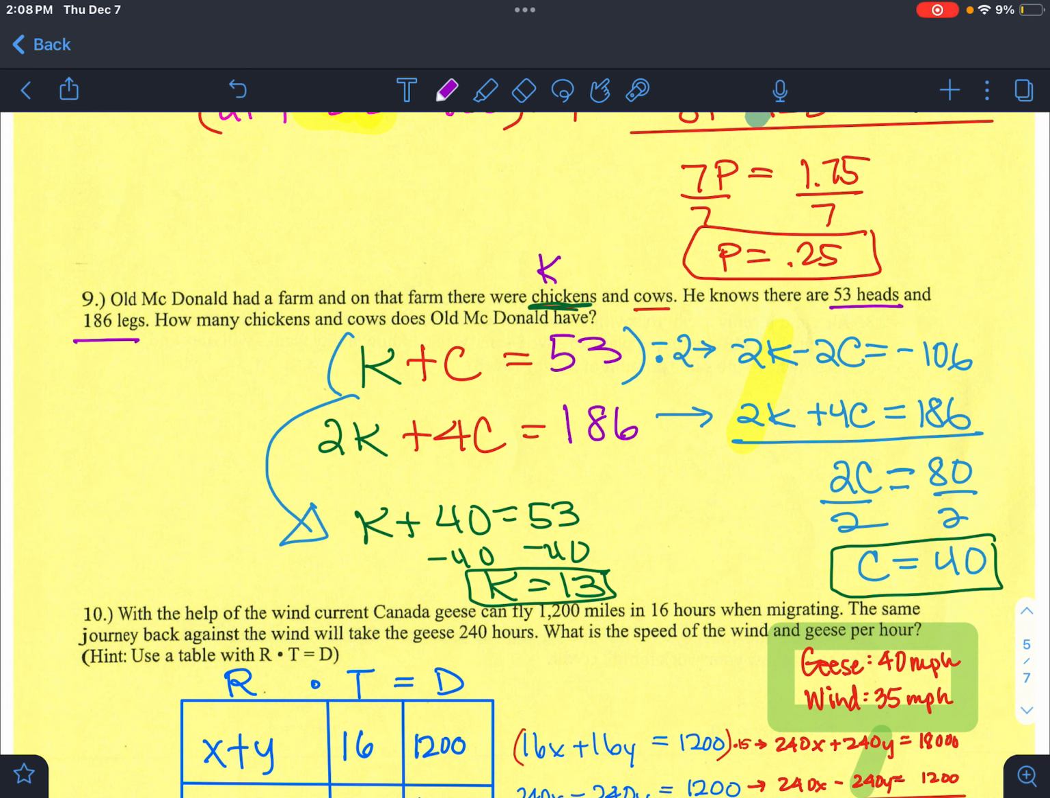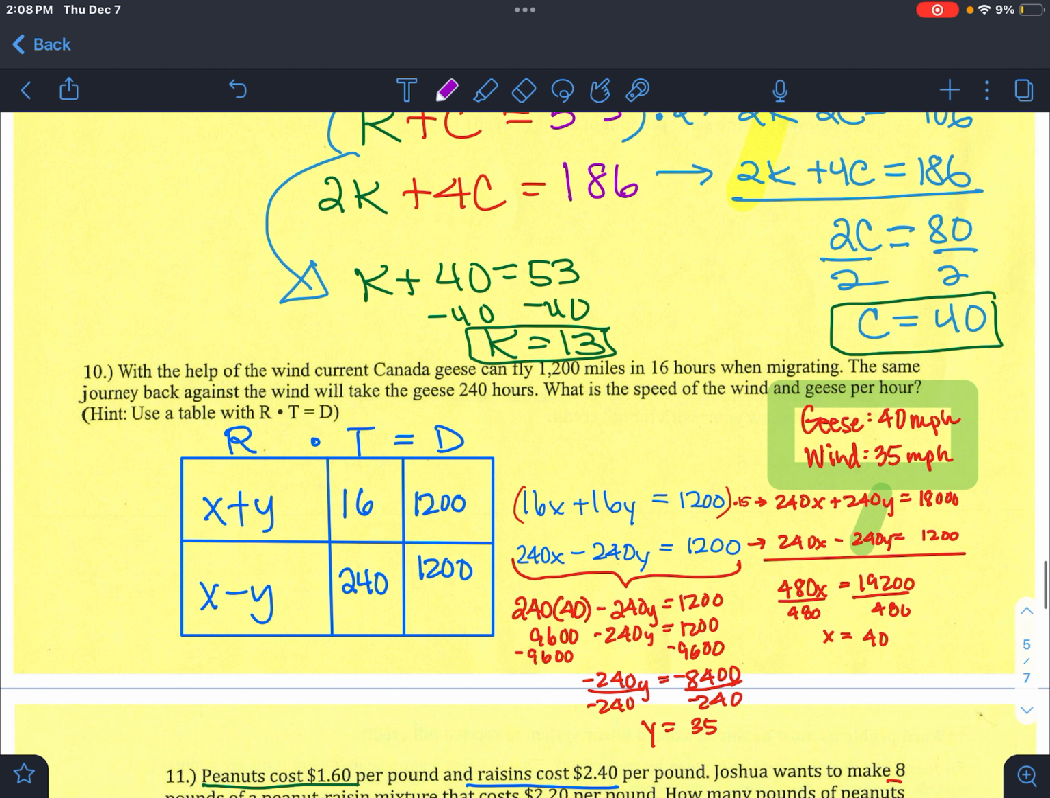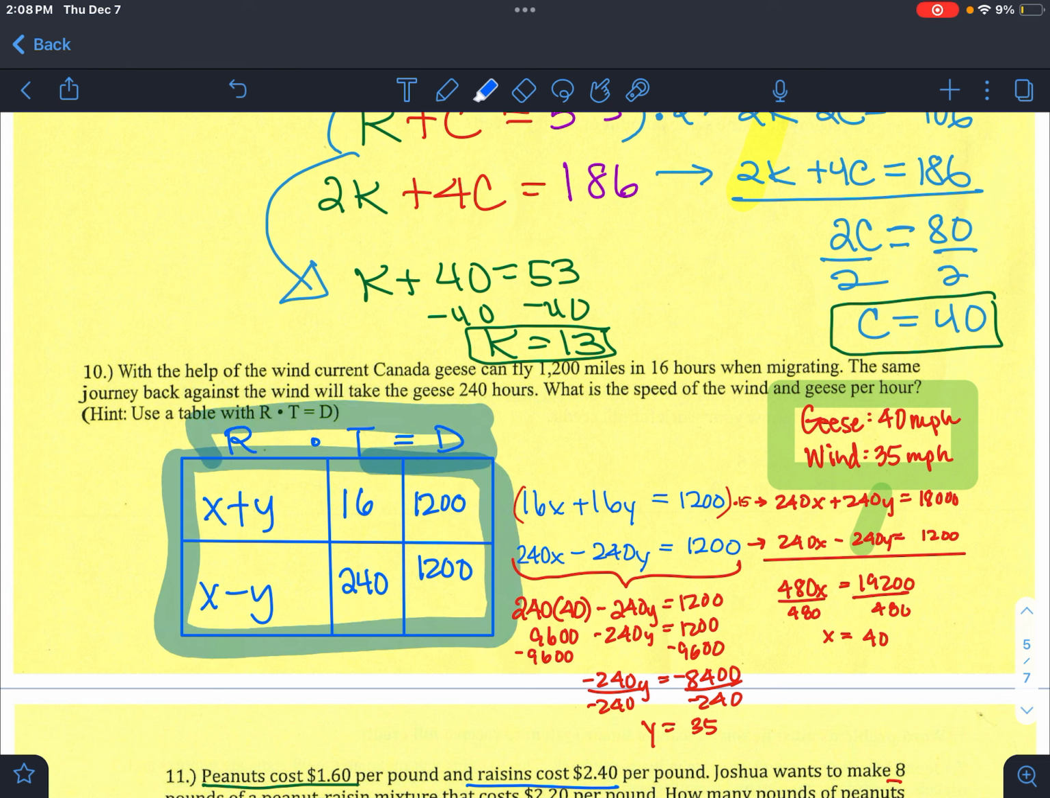On number 10, before I even look up any letters, I make this box right here. And I write rate times time equals distance. And I write x plus y and x minus y. And then I solve for what I know, right? What I know is that with the help of the wind, it's going to be faster, and against the wind is going to be slower.